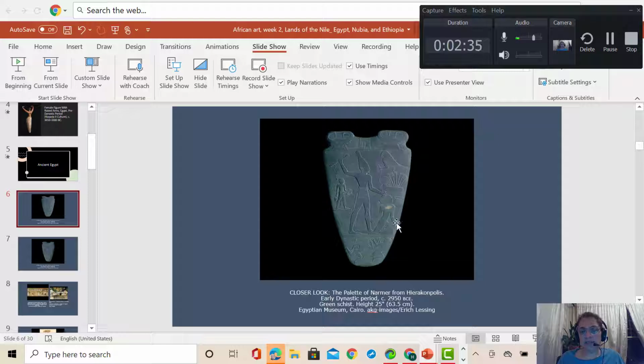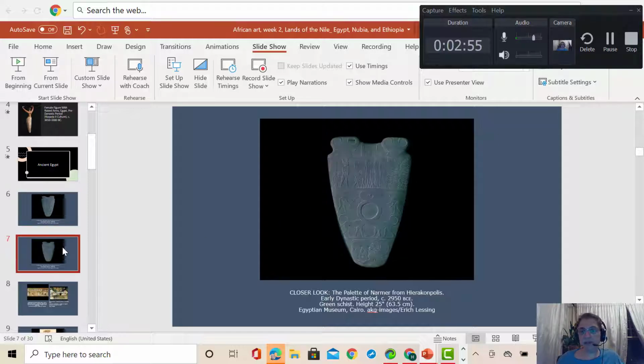So here he is defeating one of his enemies, and he's already killed two more down here. We know he's important because of the sheer size of him, but also because of the headdress that he wears. We also see Horus here, who was one of the very important gods for the Egyptians, and he was a falcon.